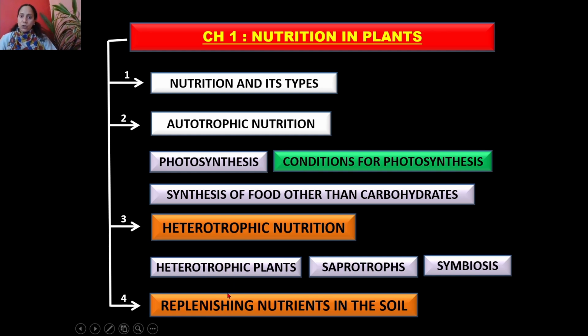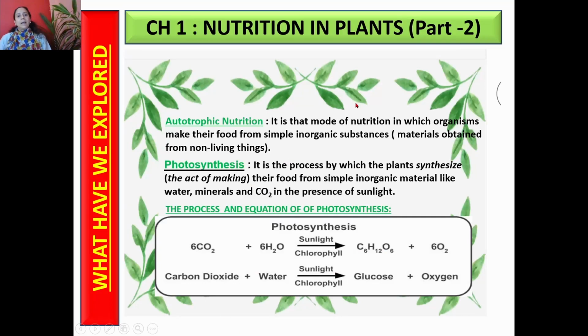This is the general layout of your chapter, whether you are studying from the NCERT book or Living Science, or from any other publication. This is the general layout of this first chapter in almost all the science books. So let's together explore conditions for photosynthesis. But before that, if you have not seen my earlier videos, and for those who are watching regularly, just a small recap of what we have explored so far.